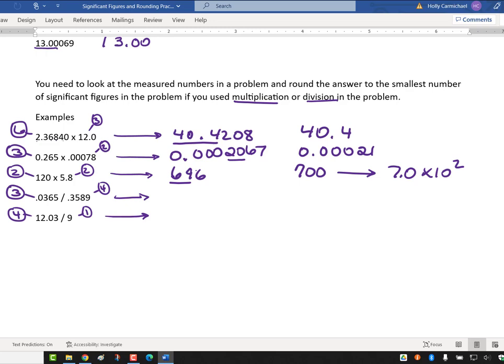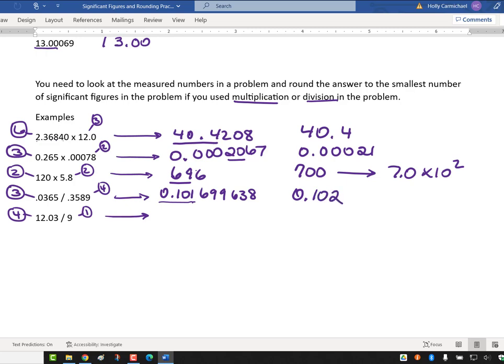So now dividing 0.0365 divided by 0.3589, my number ends up with a lot of decimals, 0.101699638. Okay, when I look at it, I see that I've got 3 and 4. So there, I have to have 3 significant figures. So the 101, next number is a 6. So this would round up to 0.102.